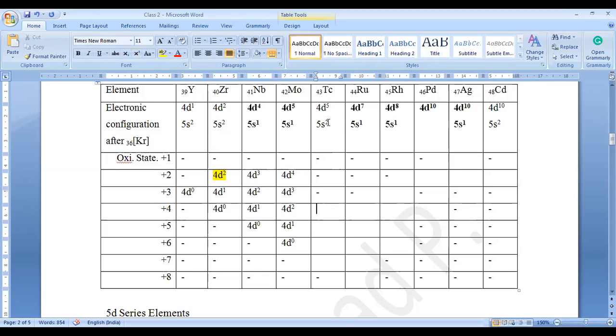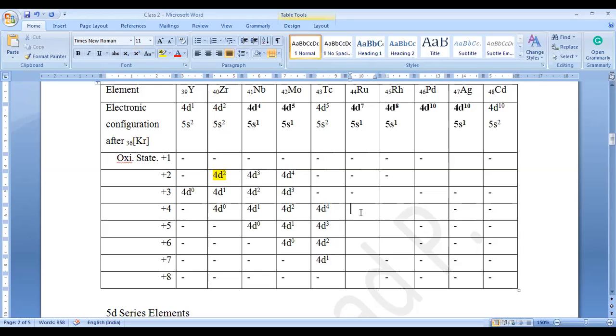Plus 4 means 2 from here, so it becomes 4d4. After 4d4, then 4d3, 4d2, and 4d1. 4d3, 4d2, and 4d1 are giving the stable oxidation states, that is +4, +5, +6, and +7 oxidation states.